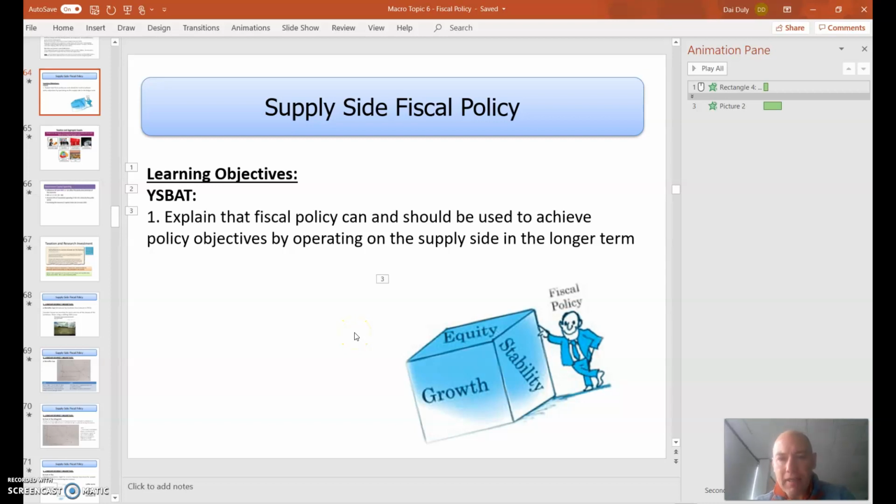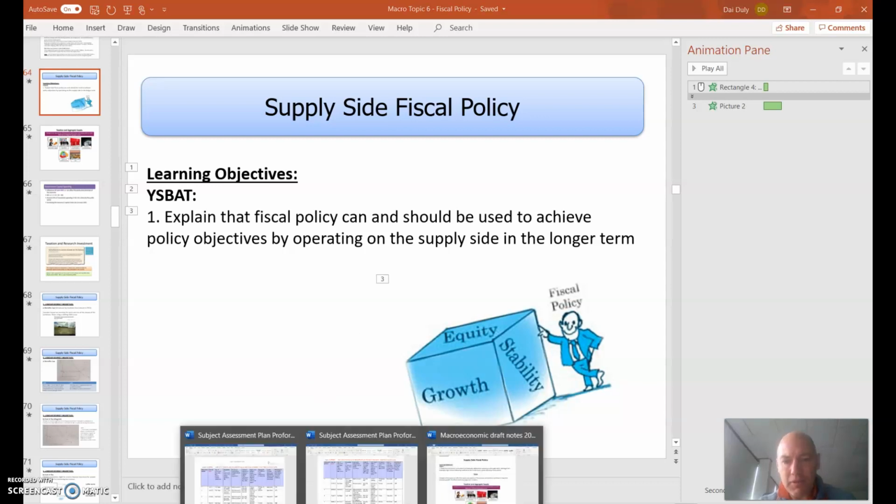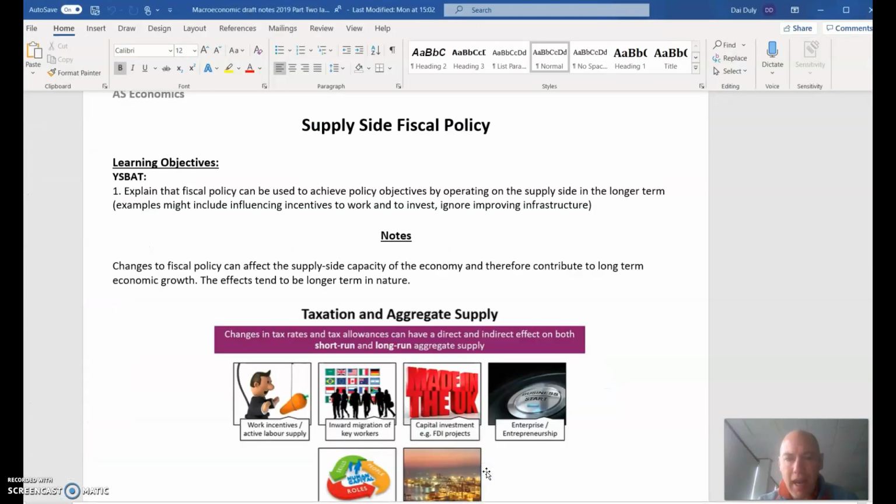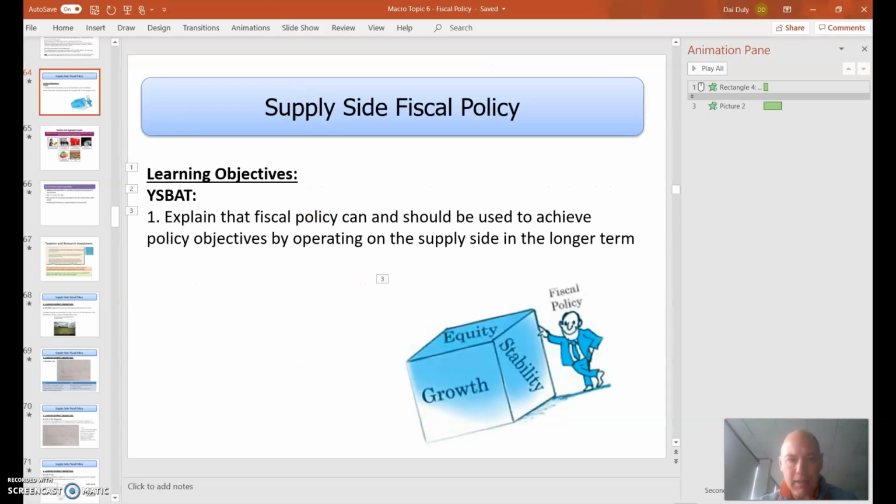Hi guys, second part of your video. So this time we're looking at supply side fiscal policy, looking at this in a little bit more detail. Just in terms of your notes, this is the area of your notes you should be looking at. For me, it is on page 77. Okay, let's make a start if we can.